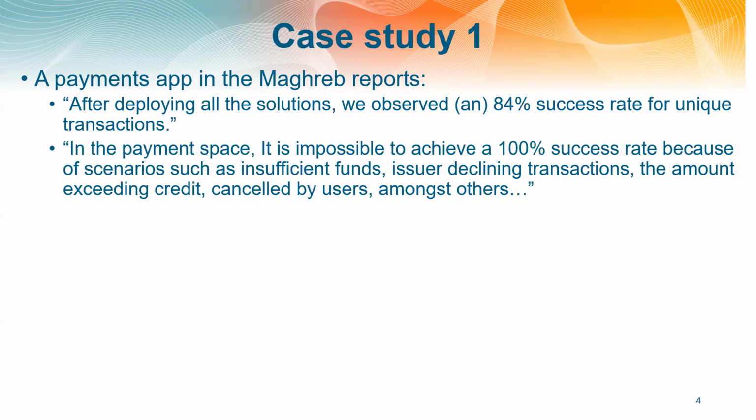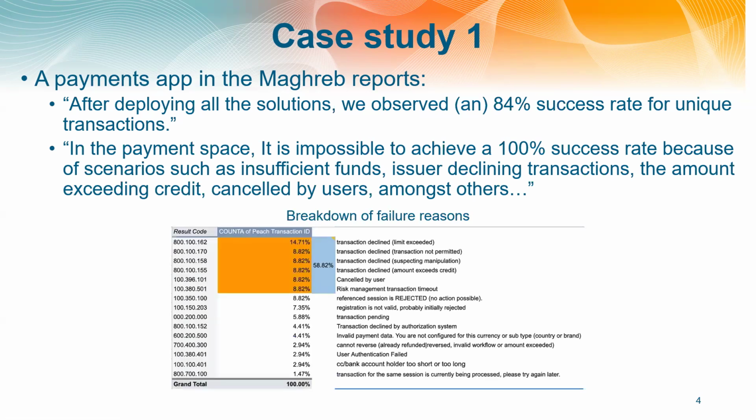They say it's impossible to achieve a 100% success rate because of things like insufficient funds, people declining transactions, the amount exceeding credit available, transactions cancelled by users, and other things too. And you can see a list of the breakdown of those failure reasons, all of which I think we will mostly recognize. So they think success looks like a 16% failure rate for transactions.